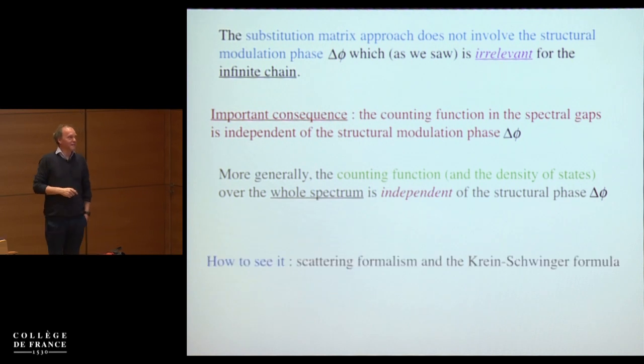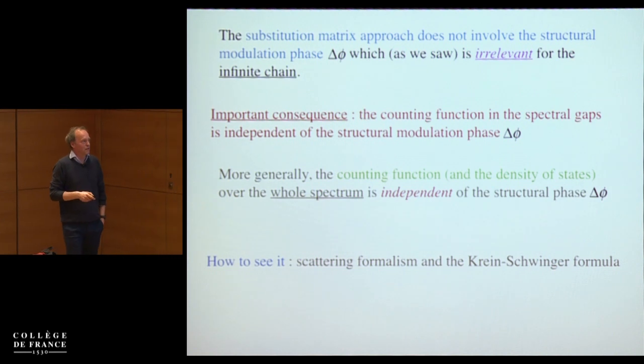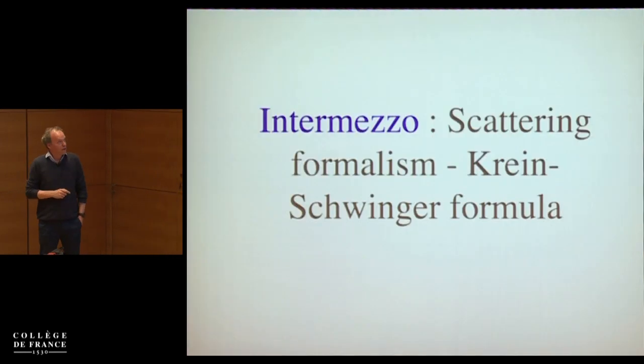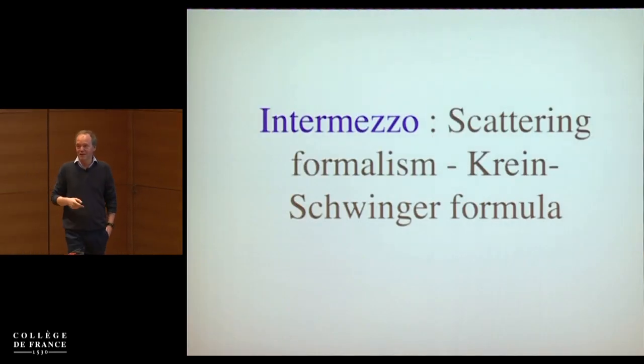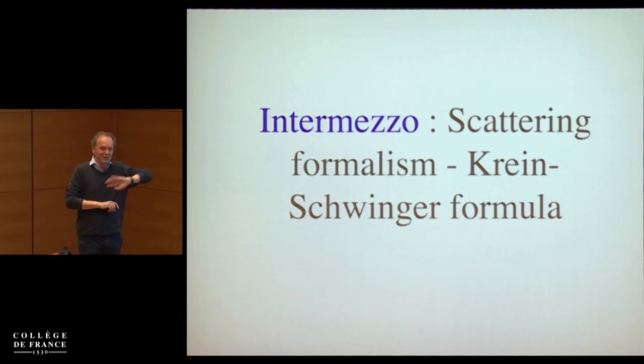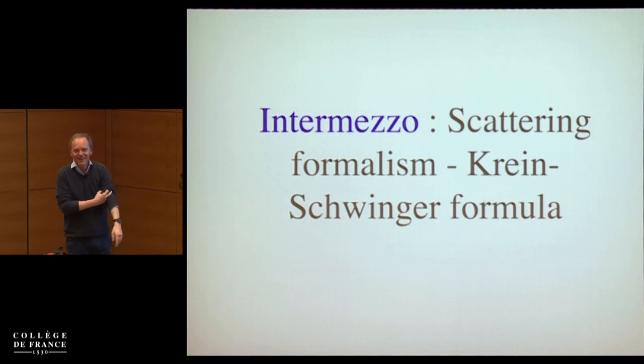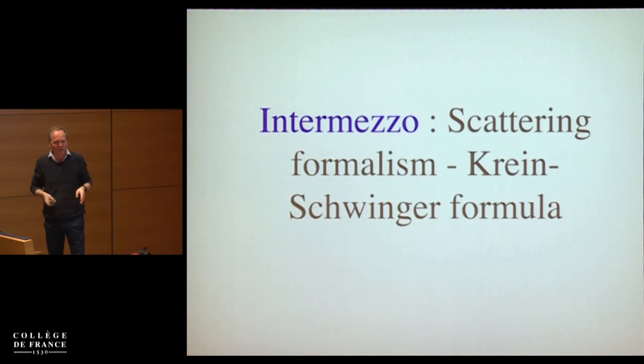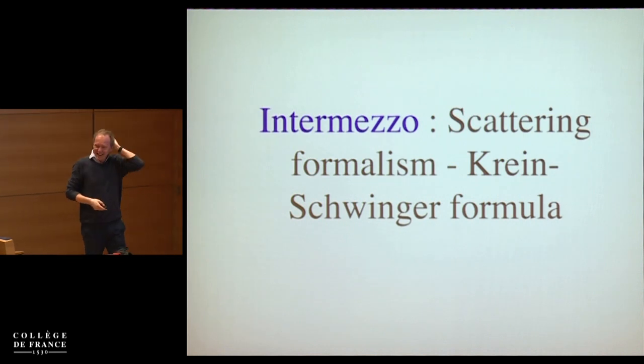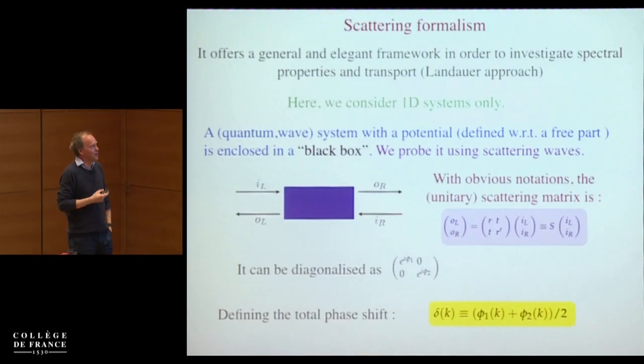So in order to show it, I want to use this scattering formalism and something that is called the Krein-Friedel formula. This is an intermezzo for people that follow. If you were lost before, now it's reset. It's completely new. For two or three slides, you can just say, look, I learned something which has nothing to do with this damn Fibonacci and all this. Okay, so let's go on.